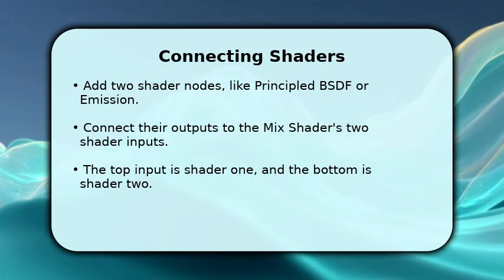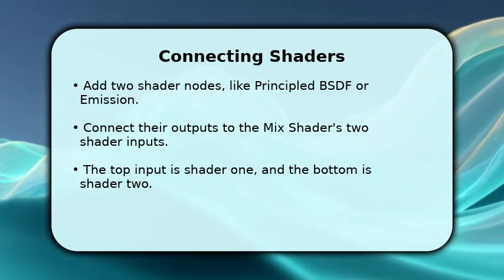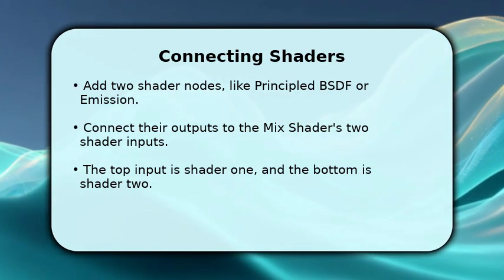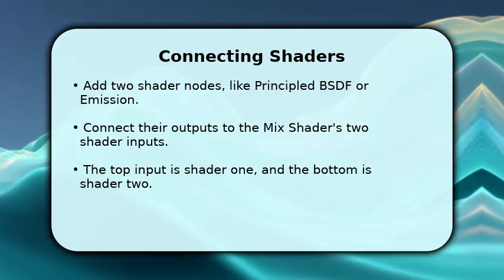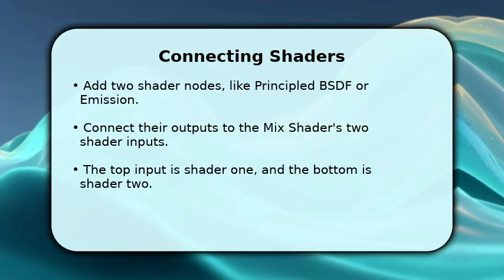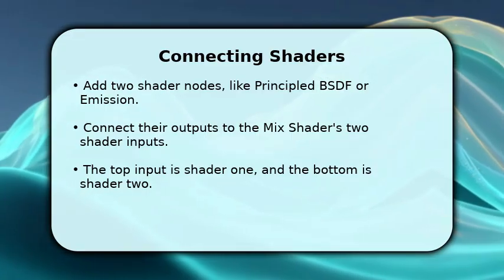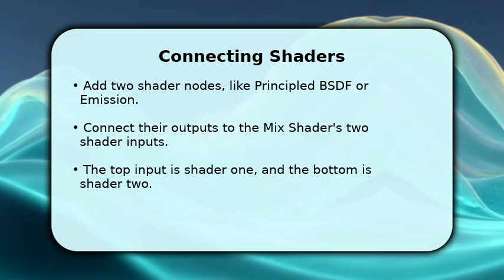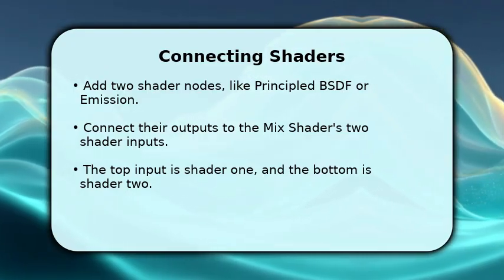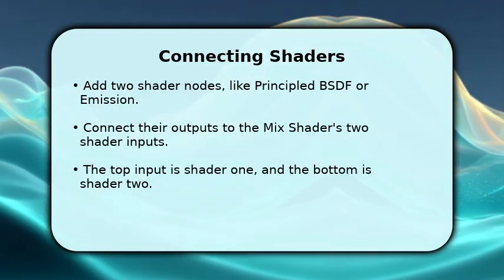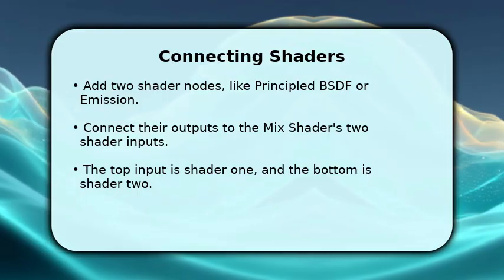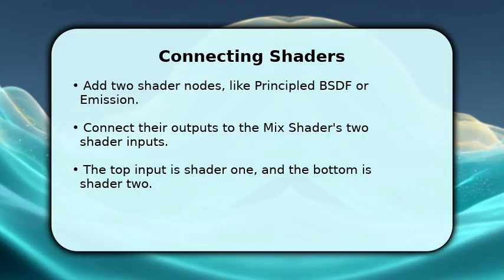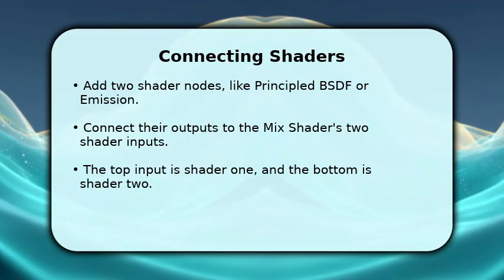To begin, you'll need to add two distinct shader nodes to your material setup. Common choices include the Principled BSDF for physically based materials or an Emission shader for glowing effects. Next, connect the output of your first shader to the top input of the Mix Shader and your second shader's output to the bottom input. Always ensure both individual shaders are correctly configured before blending them together.